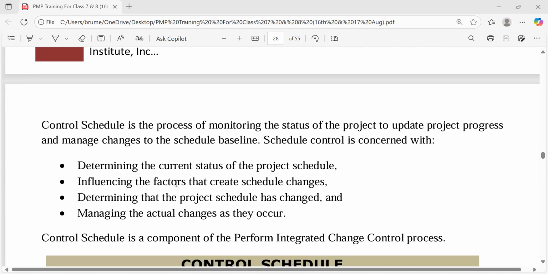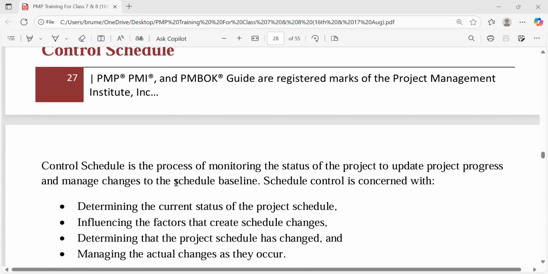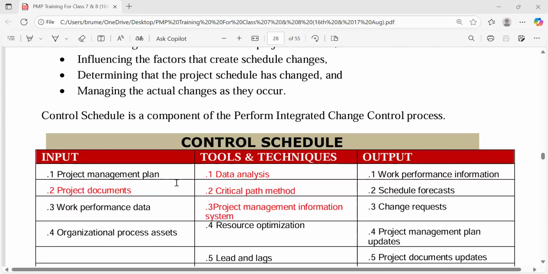Now, in this area, we must determine the current status of the project schedule. We will look at what factors can influence the schedule. We will determine if the project schedule has changed, and then we will try to manage the actual changes. So these are what we do in control schedule. You don't want anything to happen to the schedule baseline, so you are protecting it.